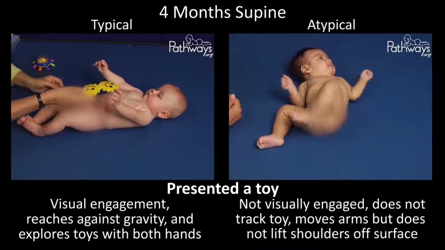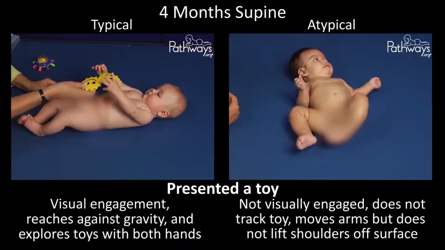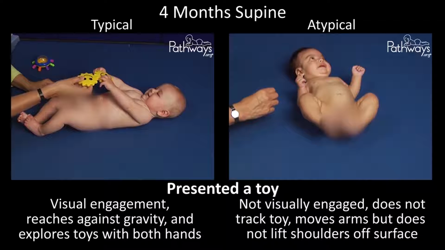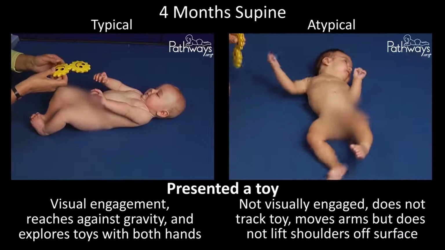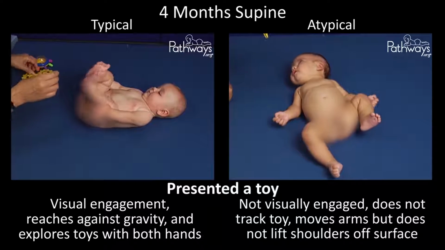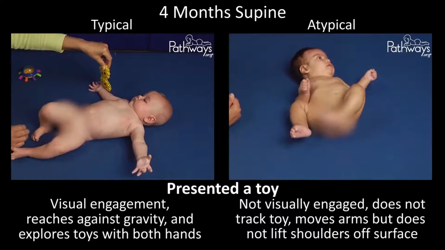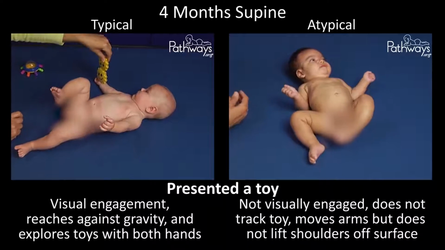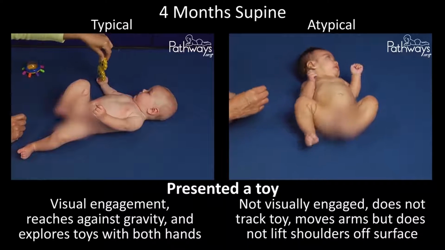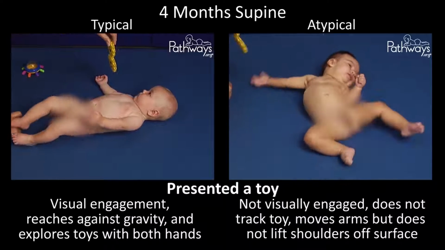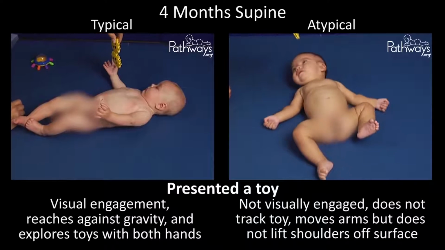Presented a toy. When the baby on the left is presented a toy, he shows visual engagement, reaches against gravity, and explores toys with both hands. The atypically developing baby on the right is not visually engaged. He does not track the toy. He does move his arms but does not lift his shoulders off the surface.